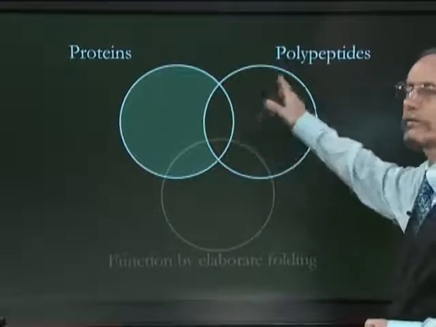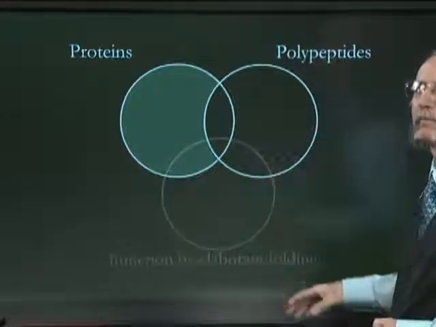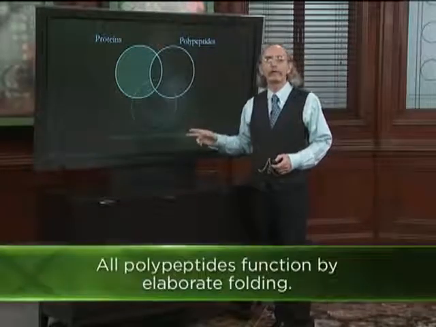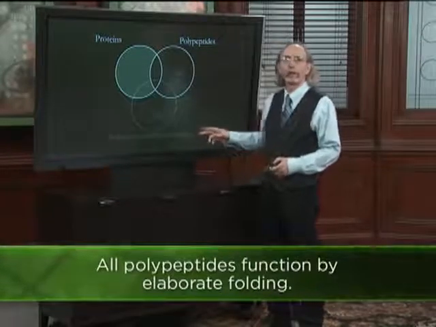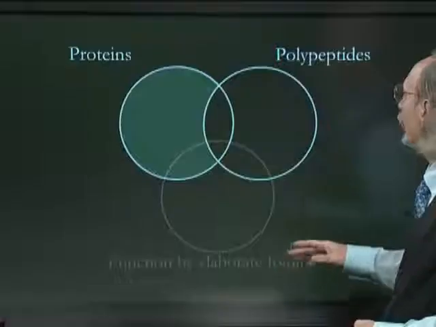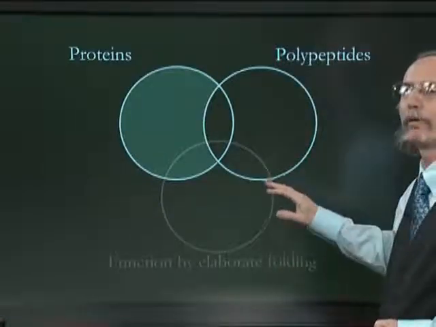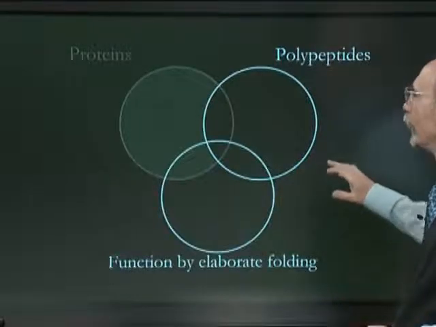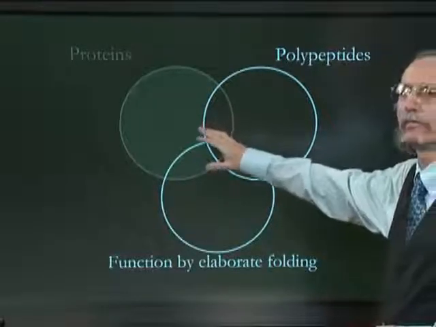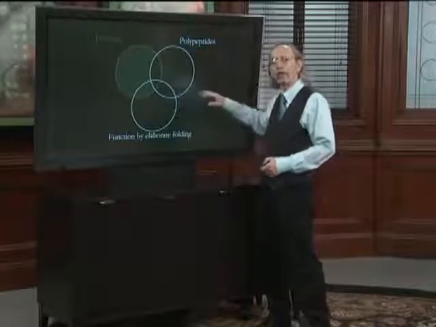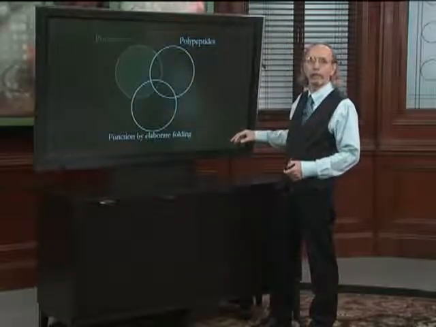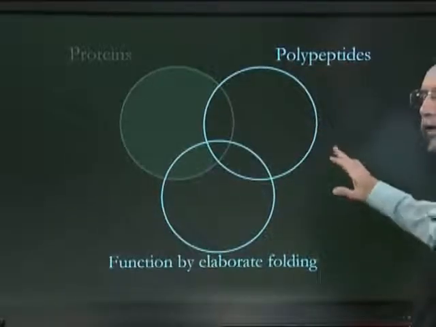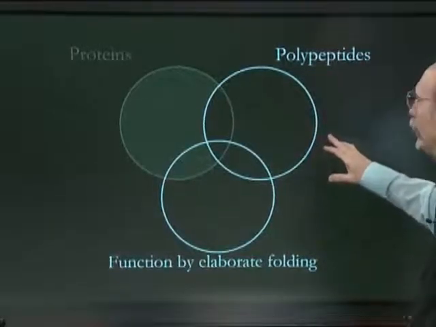All proteins are polypeptides. Now take the second proposition. All polypeptides function by elaborate folding. That premise is just about polypeptides and folding. We therefore concentrate on that part of the diagram, ignoring the protein circle. How do you represent all polypeptides function by elaborate folding? By striking out any polypeptides that aren't in the overlap with function by elaborate folding.